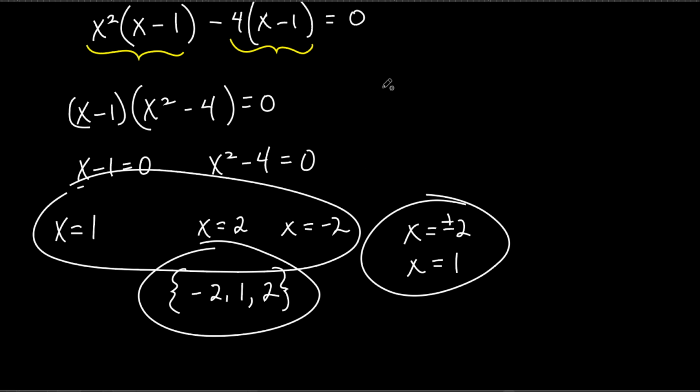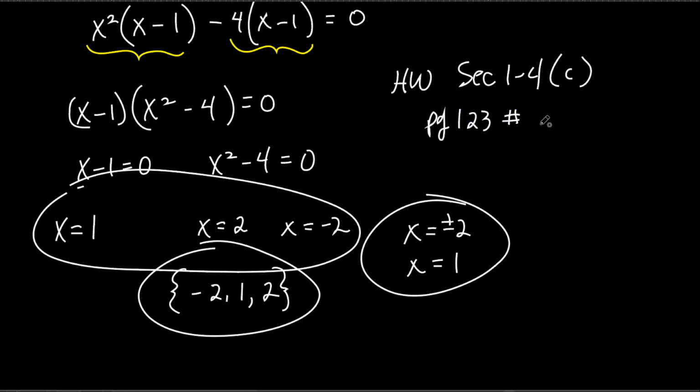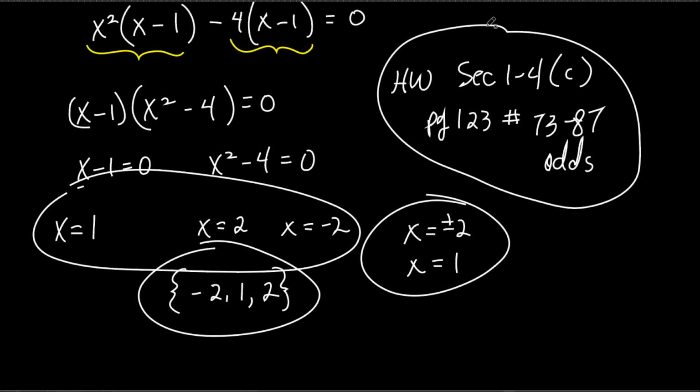One more homework. And it's part C, right? So here's your homework. I know I gave you lesson plans, but just in case you don't have it, it's 1-4C, and it's page 123, and we're doing 73 to 87. Did I give you all or just odds on this one? Just odds? Okay. Last year I gave all. I have that in my notes, but I was pretty sure I changed it to odds. So that right there is your homework.